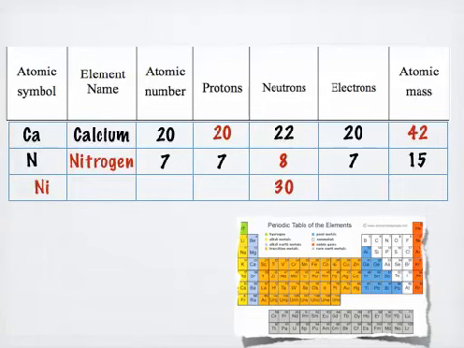Nickel, you get neutrons is 30. Well, I can do some information here. If I look up nickel, I know it's called nickel. And its atomic number on the periodic table is 28. That means it has 28 protons and has 28 electrons because it's neutral. Protons plus neutrons, bing, 58.